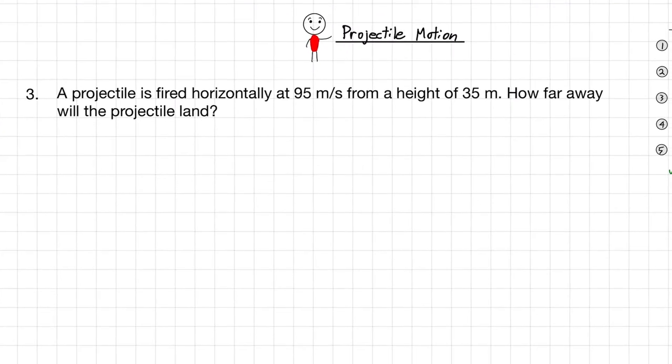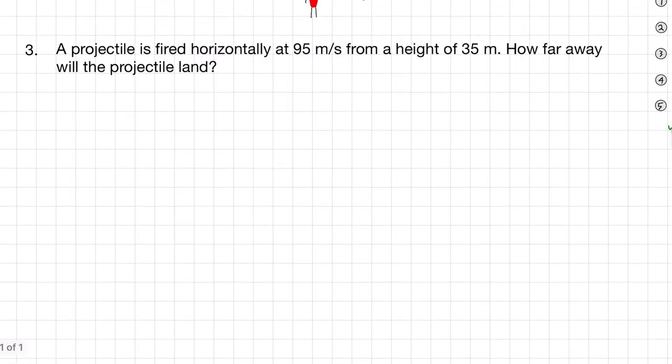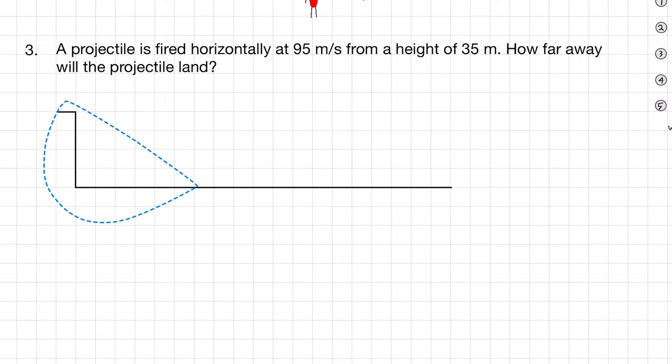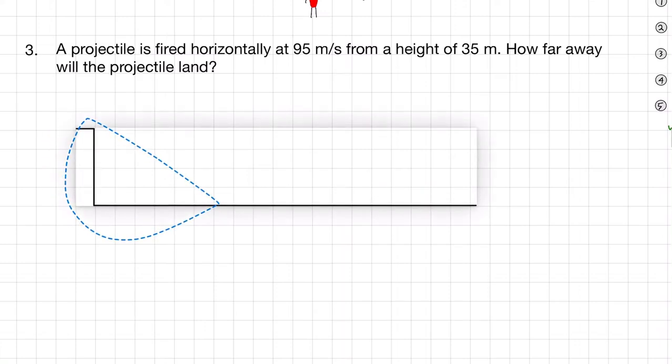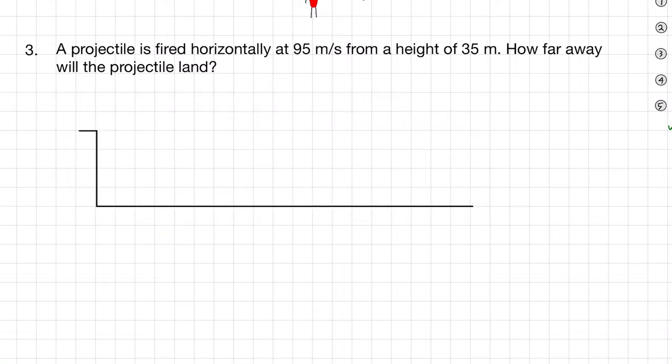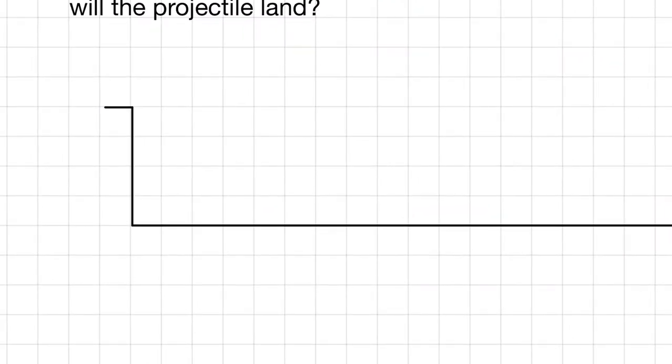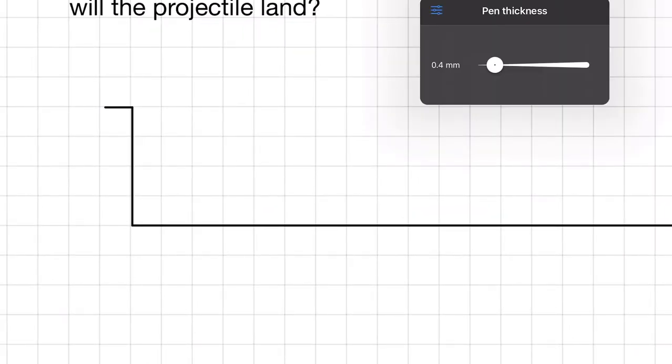So with the projectile motion question, the first thing to do, that's always a good idea, is to draw a sketch. So we're going to have some kind of height, some kind of distance, and let's label some values that we know.